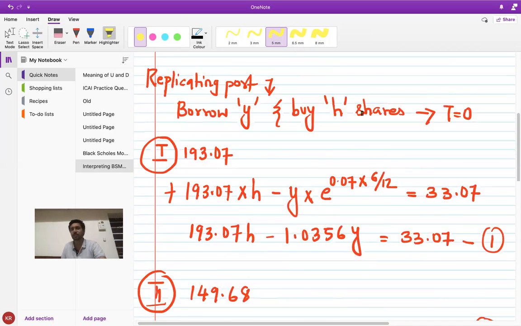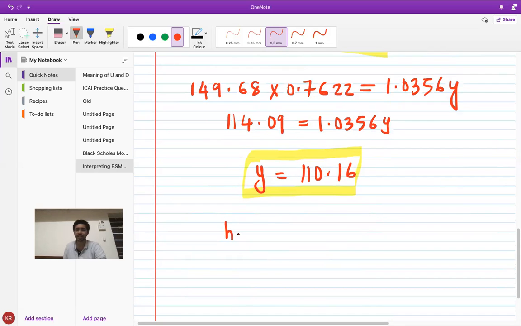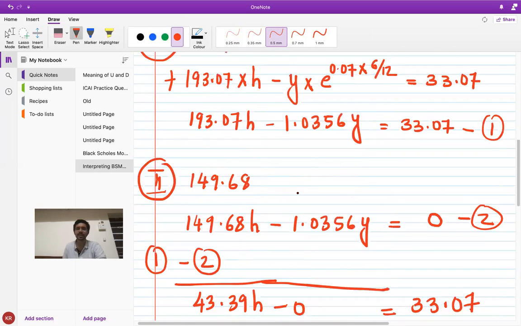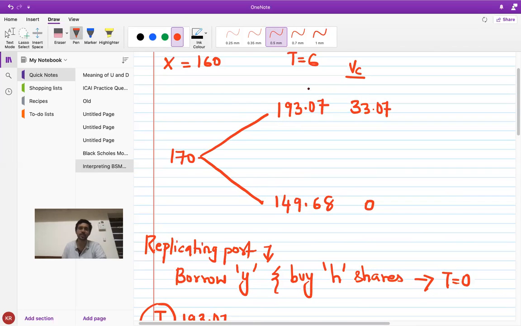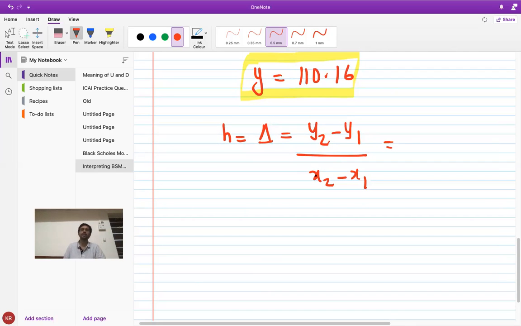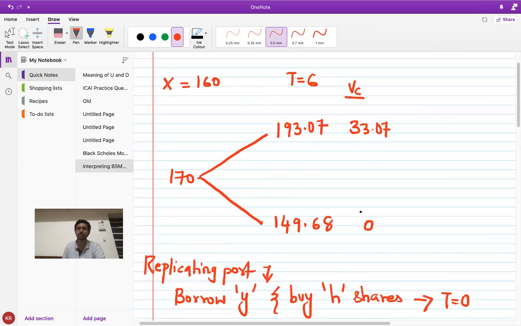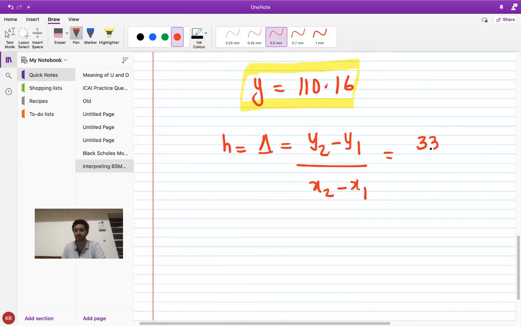And if you remember, we saw that this h is nothing but delta. H is actually equal to delta, where delta is the change in value of a call option by the change in share price, which is y2 minus y1 divided by x2 minus x1, where y2 and y1 are the call option values and x2 and x1 are the share prices. X is the independent variable, which is share price. Y is the dependent variable, which is the call option value. Y2 minus y1 is actually nothing but 33.07 minus 0, which is 33.07.